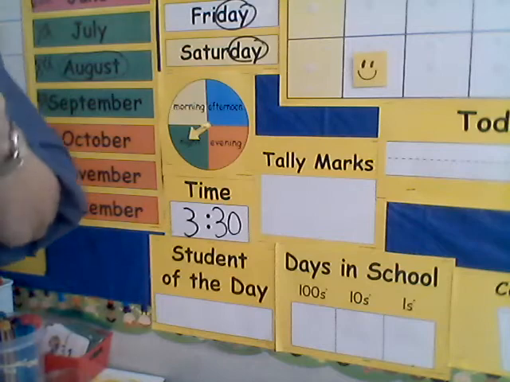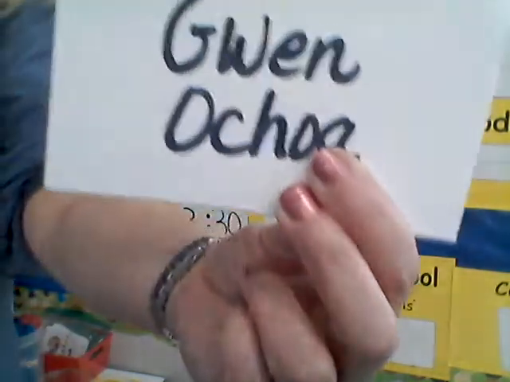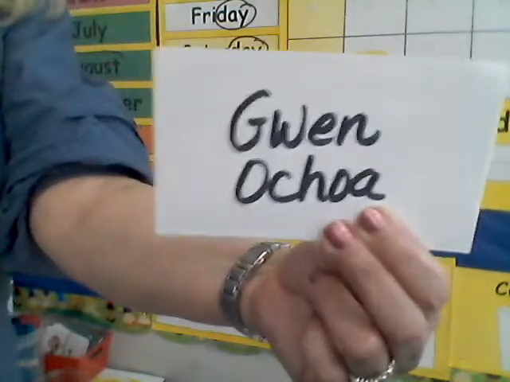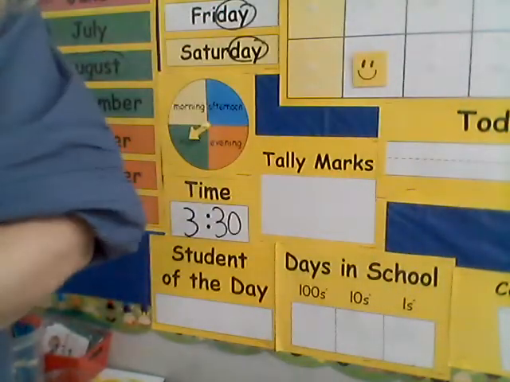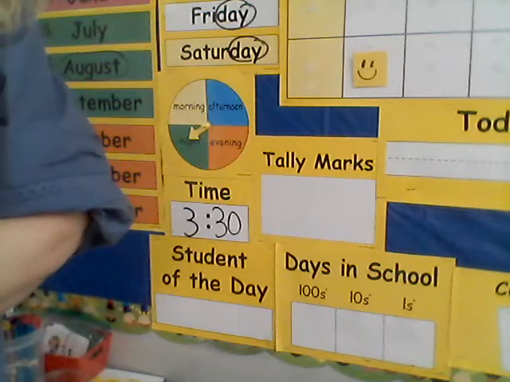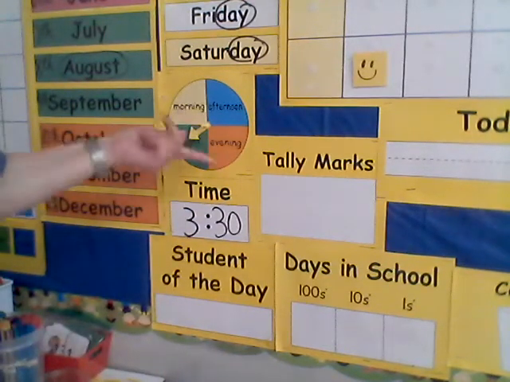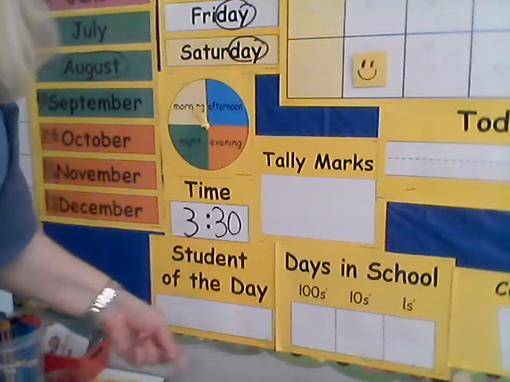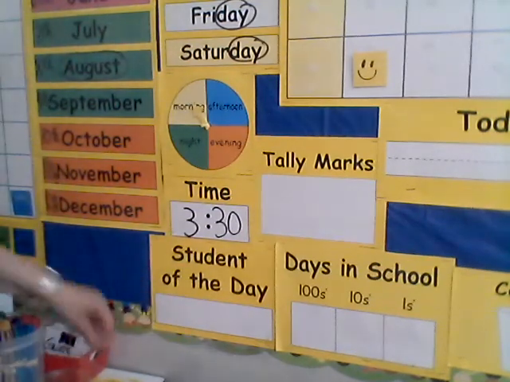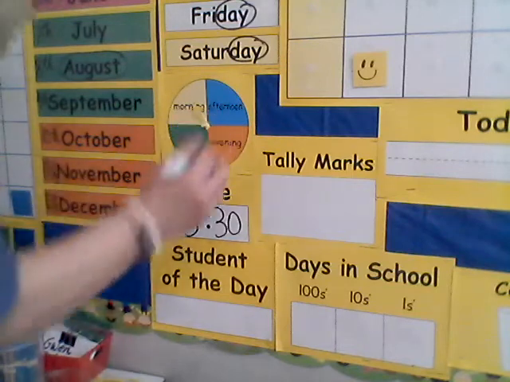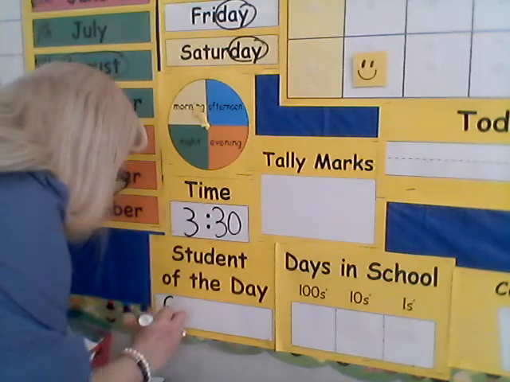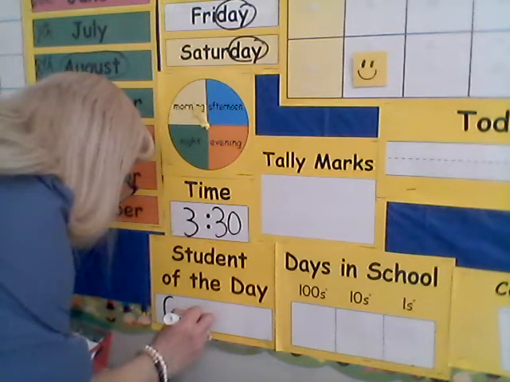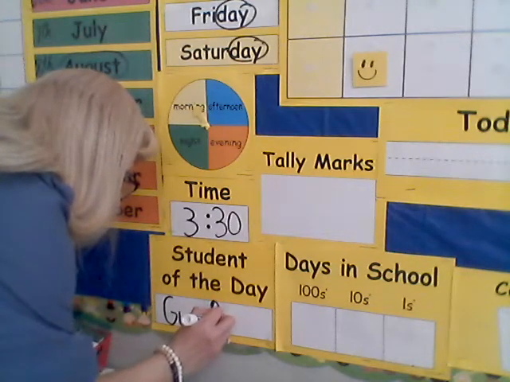Today's student of the day is Gwen Ochoa. So if Gwen were here, the very first thing Gwen would do is turn the clock to morning. And then, of course, Gwen would write her first and last name. But because Gwen isn't here, Mrs. Harrell will have to do that for her. Okay, so I'm going to write Gwen Ochoa.